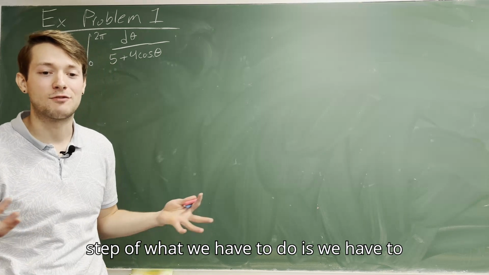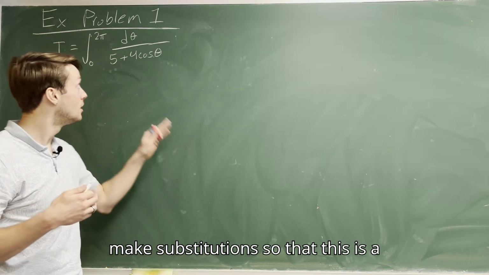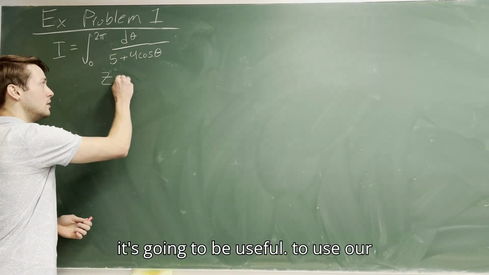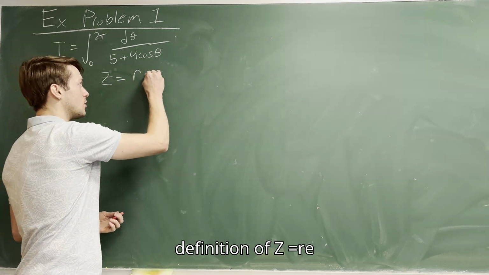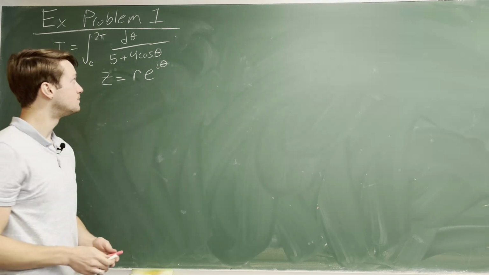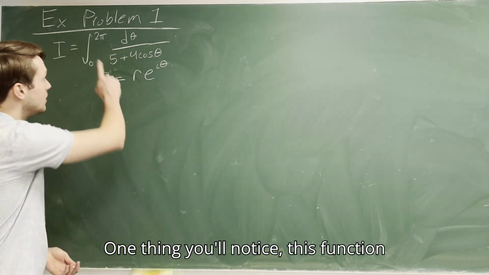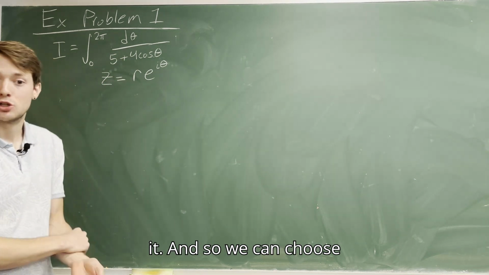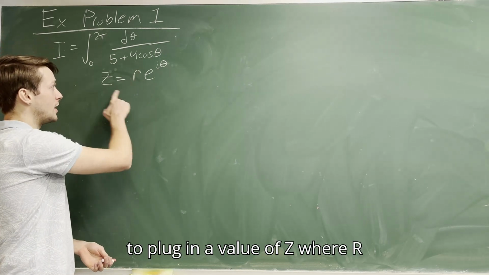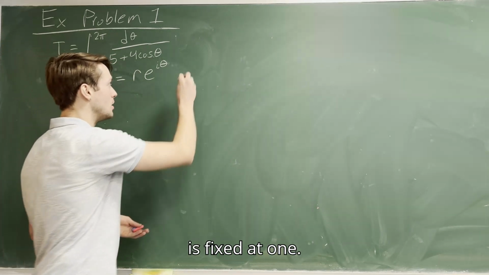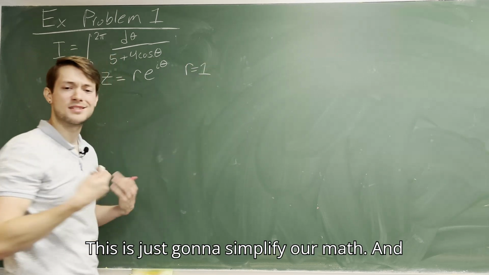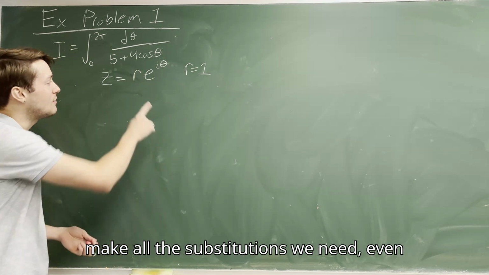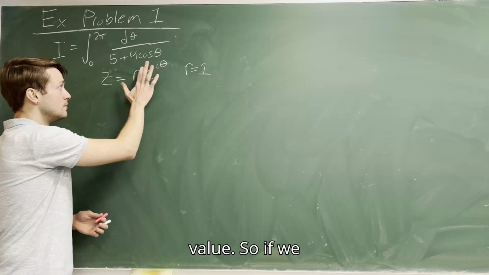So the first step of what we have to do is we have to make substitutions so that this is a function of z. And it's going to be useful to use our definition of z equals r e to the i theta. One thing you'll notice, this function does not have any r's inside of it. And so we can choose to plug in a value of z where r is fixed at 1. This is just going to simplify our math, and we'll see that we should still be able to make all the substitutions we need even if we don't leave this as a general value.